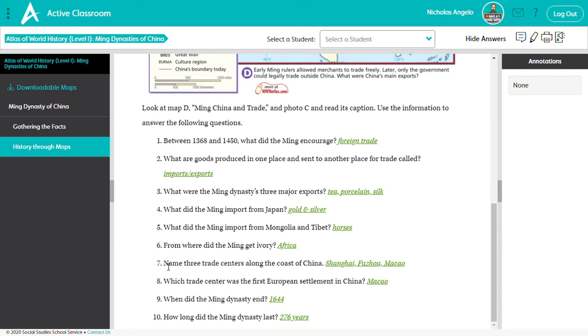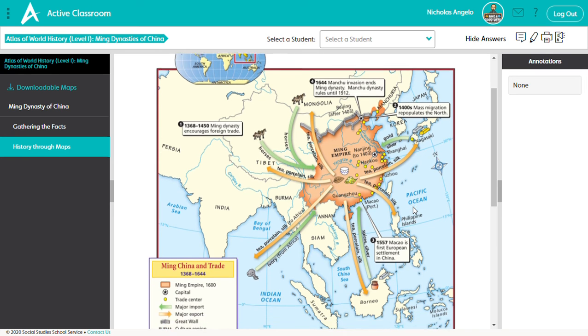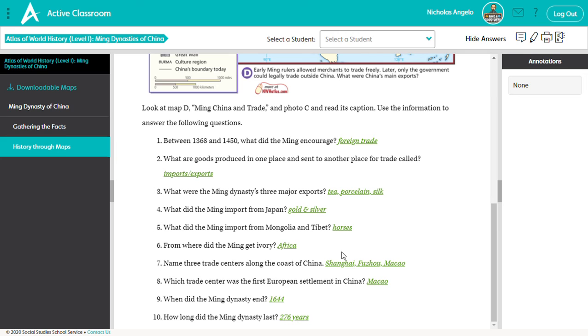Okay, 7, many people missed when I looked at it. It says name 3 trade centers along the coast of China. Trade centers means any of these yellow dots. These are important cities that were beneficial for trade. So along the coast, Macau is 1, Fuzhou is 1, Shanghai is 1, right? These are the only ones that are labeled, so they must have been big important ones. So that's what you want. Shanghai, Fuzhou, and Macau.